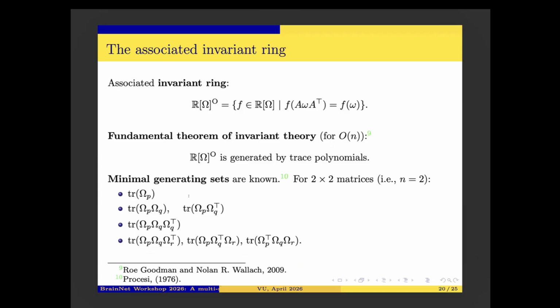And here's an explicit example. If you have just bivariate signals, so n is 2, then the invariant ring is generated by these trace polynomials: the trace of the covariance at lag P, the trace of the covariance at lags P and Q, and so on. In particular, you notice here that you only have to take products of up to 3 different latencies to get everything.